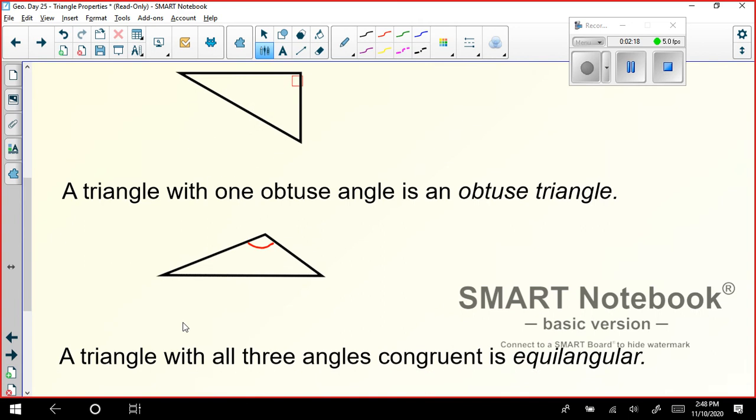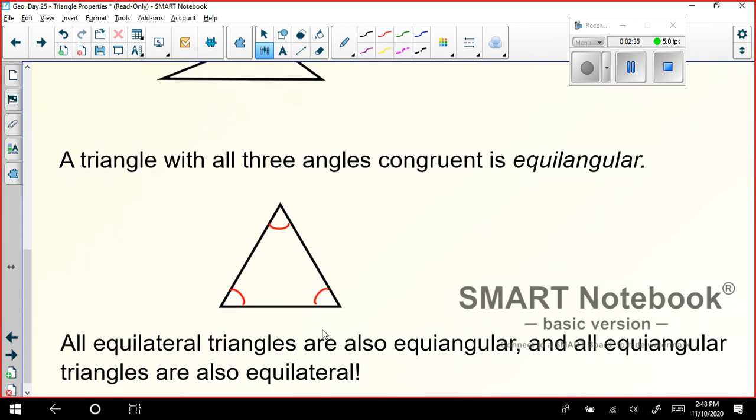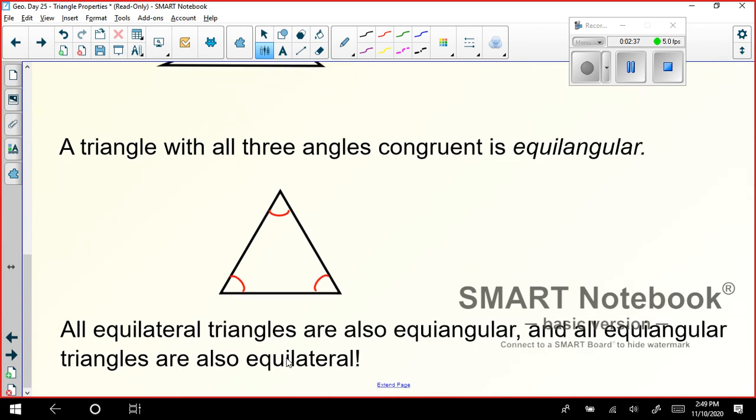A triangle with all three congruent angles is called an equiangular triangle. An equiangular triangle is also going to be equilateral. Always the equiangular triangle is going to be equilateral, and in the same way an equilateral triangle is going to be equiangular. So let's see further today.